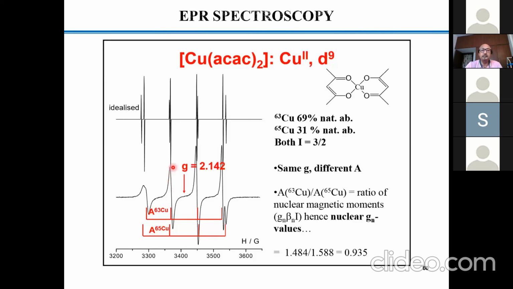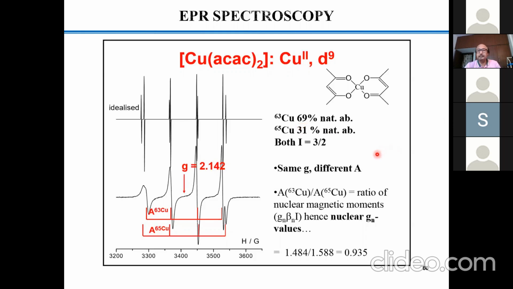Slightly resolved. Here it is essentially overlapped. Here it is slightly resolved. And there you can expect to have the two A values based on the two isotopes. So you need to do some kind of Gaussian analysis to figure it out, and that can be done without much difficulty.